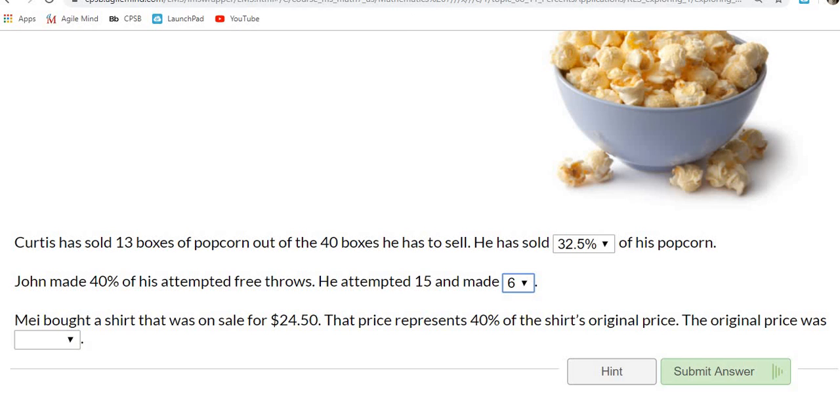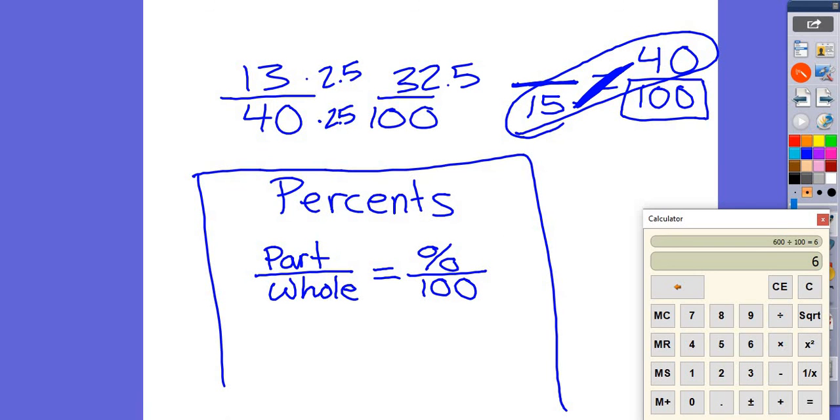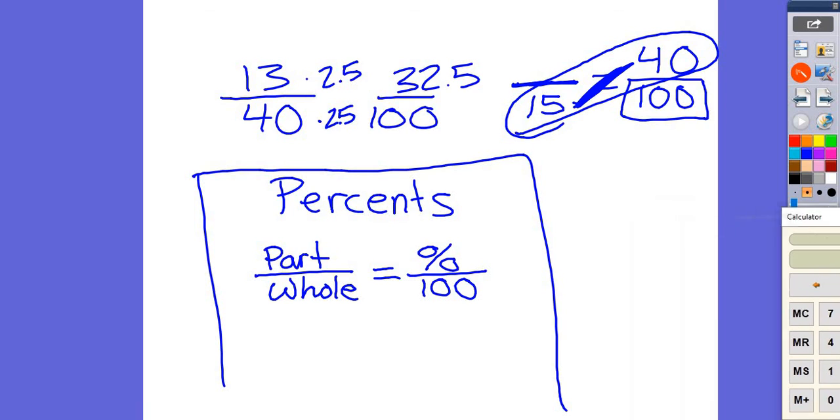Then our last statement here. How do you think you say that name? Mine. So this person bought a shirt that was on sale for $24.50. That price represents 40% of the original shirt. The original was blank. So let's use our setup here again.